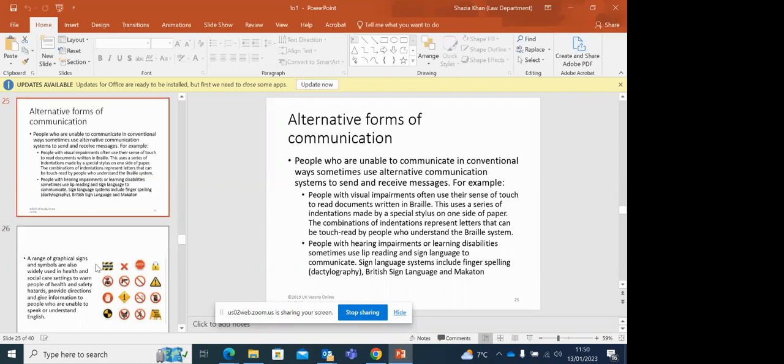Alternative forms of communication. People who are unable to communicate in conventional ways sometimes use alternative communication systems to send and receive messages. For example, people with visual impairments often use their sense of touch to read documents written in Braille. This uses a series of indentations made by a special stylus on one side of the paper. The combinations of indentations represent letters that can be touched and read by people who understand the Braille system.